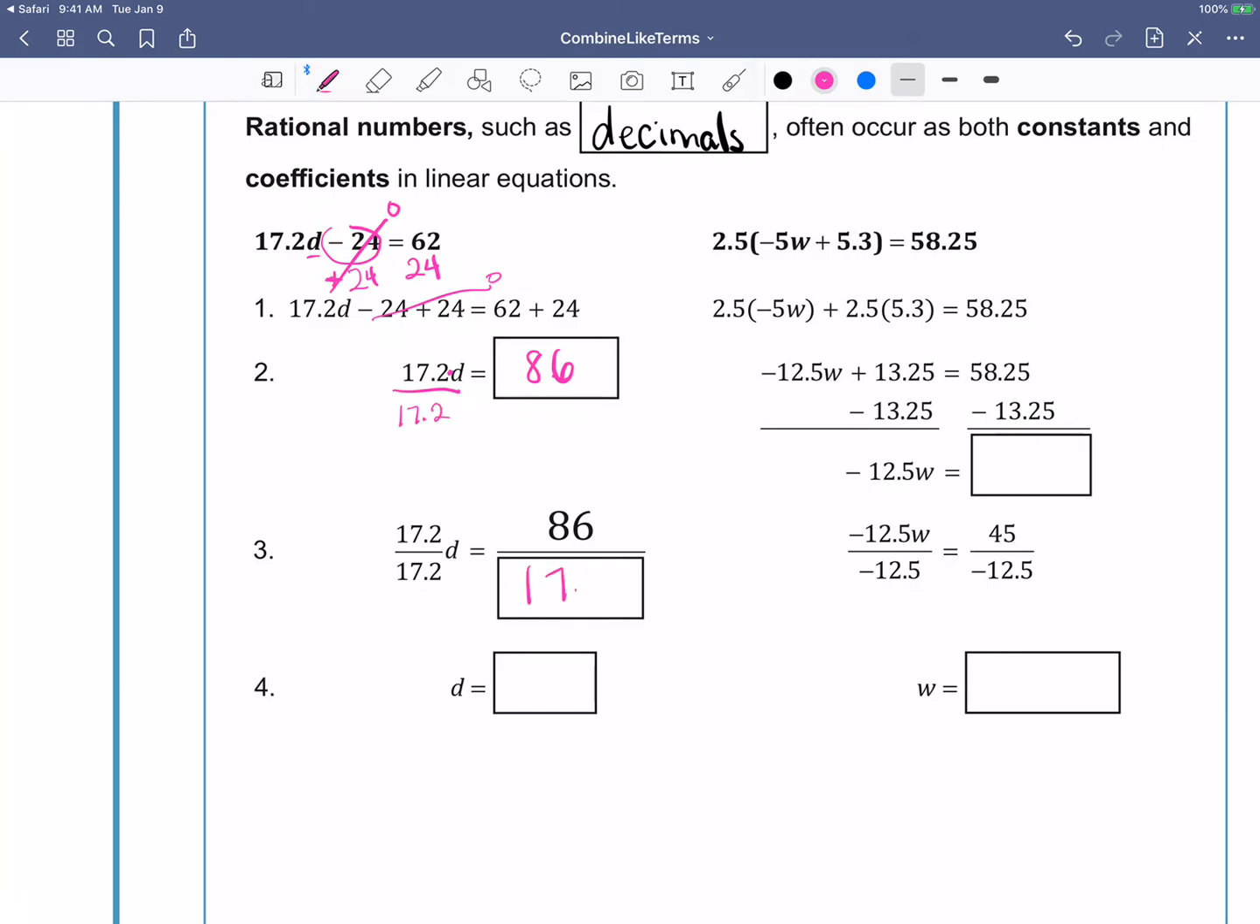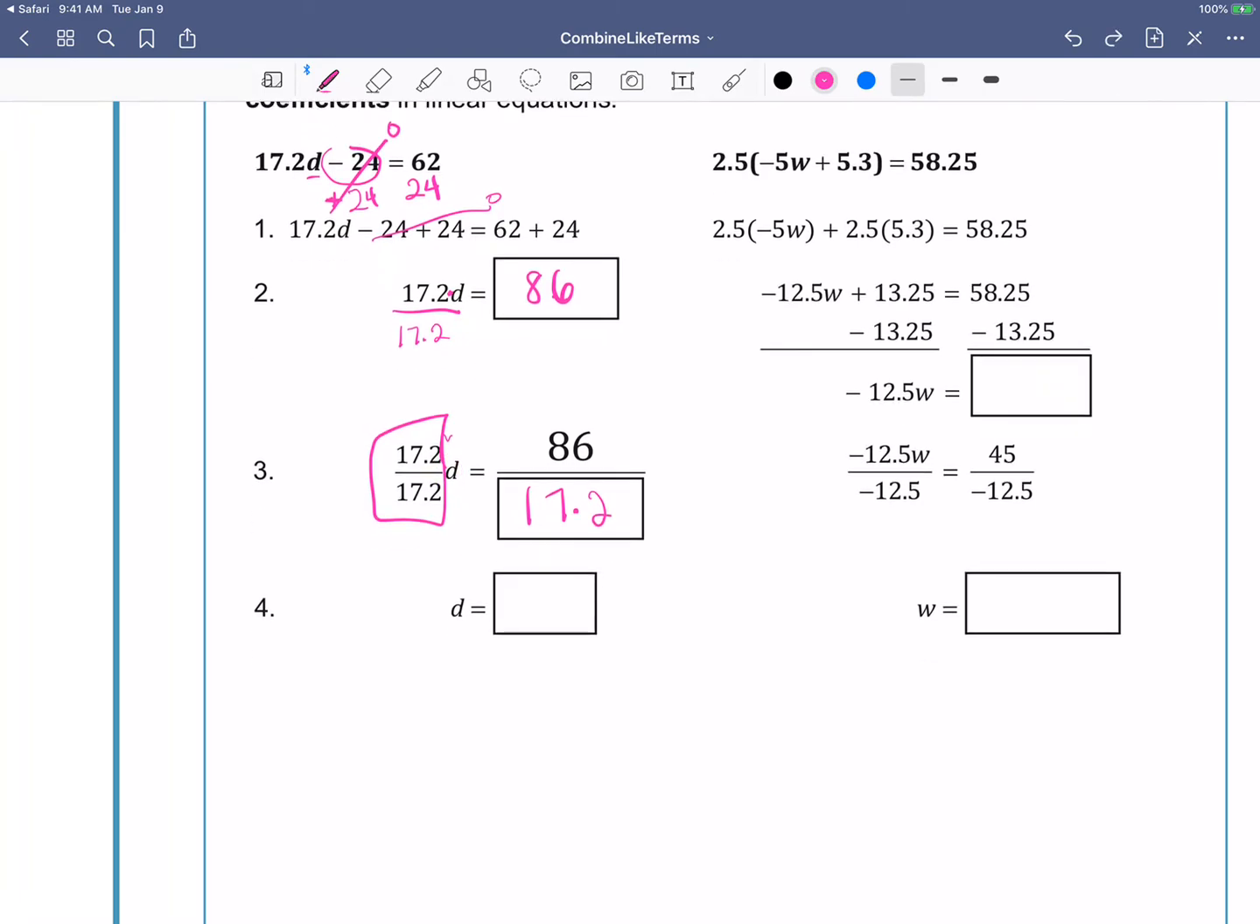Okay? Now again, this is a multiplication, so I have to do the opposite. Only by the number. Remember, you don't want to touch the decimal. The decimal stays exactly where it is. So if I plug it into my calculator, 86 divided by 17.2 is going to give me 5.